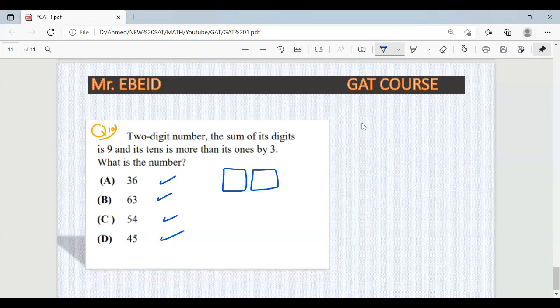Its tens digit is more than its ones digit by 3. This is tens and this is ones. So 3 is less than 6 by 3, so that's not right. We have 6 is more than 3 by 3, so that's right. And this is by 1, and this is minus 1, so the answer is B.